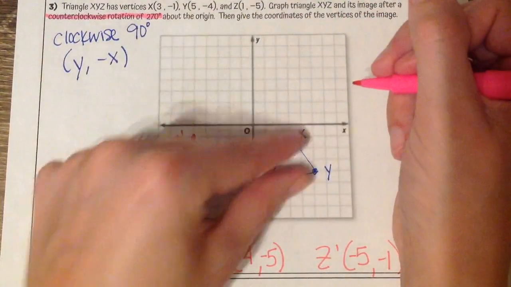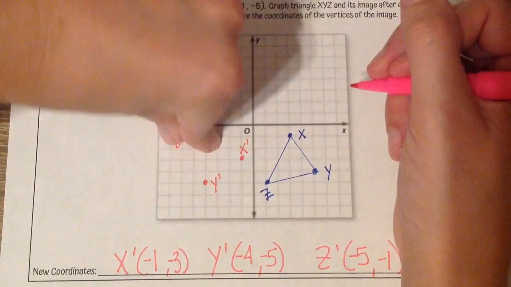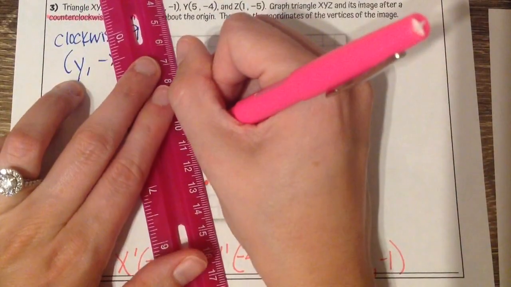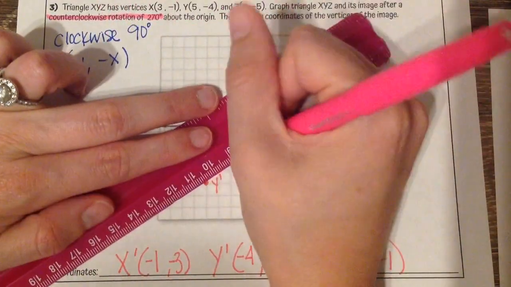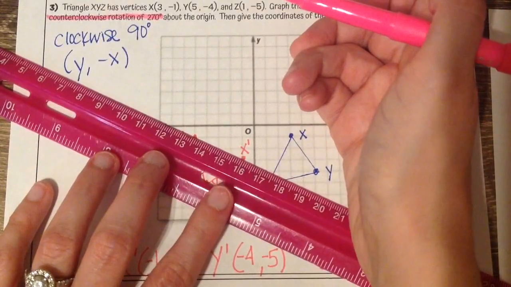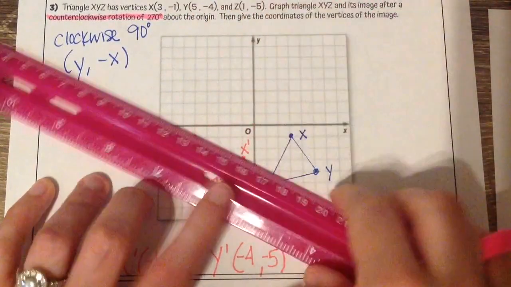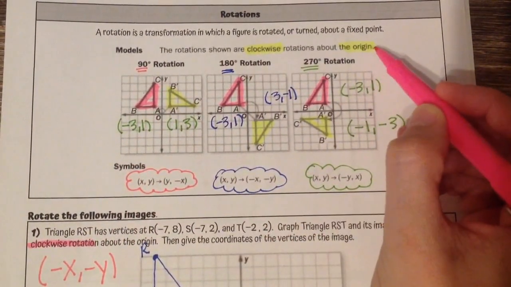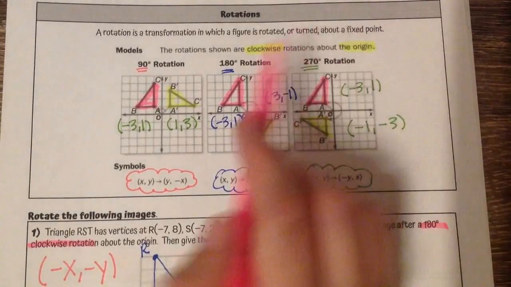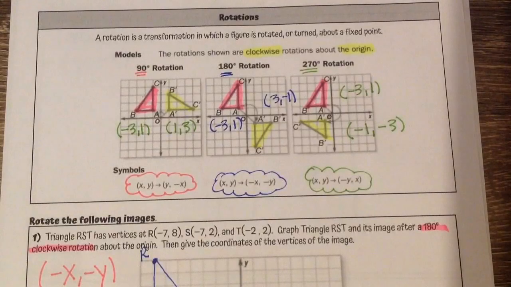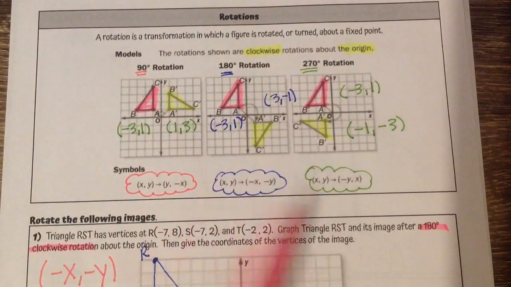Which makes sense if you think about it. It's kind of rotating up this way. So connect our points. And that's it. So again, make sure you are referring back to this. We are only looking at ones that rotate about the origin, and it's always clockwise for these symbols, so you have to bring the counterclockwise into clockwise in order to be able to use these symbols.